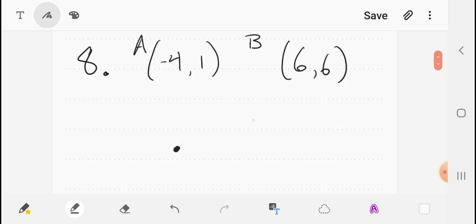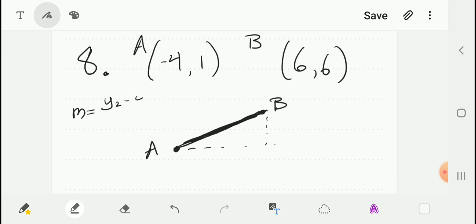Let's say this is A and this is B. And you're supposed to find the gradient of this line. It wants you to find the gradient, how steep this line is. Okay, well, this is where you need to use that m equals, right? M is gradient, y2 minus y1 over x2 minus x1. Okay, this question is asking you to solve it using this method.